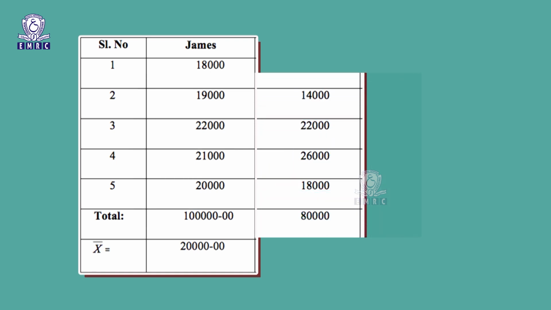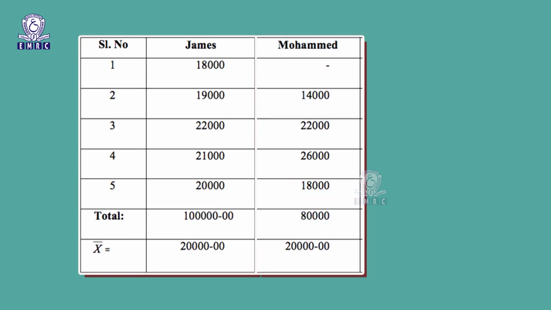And in Muhammad's family, there are only 4 people who are working. One is earning around 14,000 per month, the other person is earning 22,000, the third person is earning 26,000 and the fourth person is earning around 18,000 per month. The total income of Muhammad's family is 80,000. And if you take the mean of the income, it is going to become 20,000.